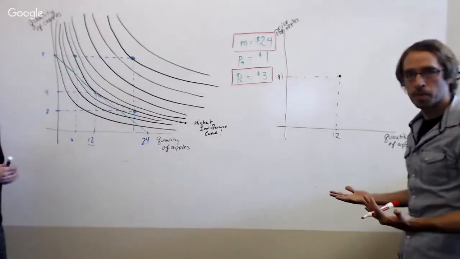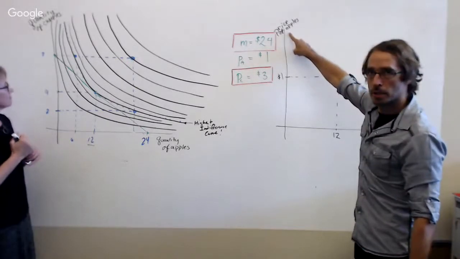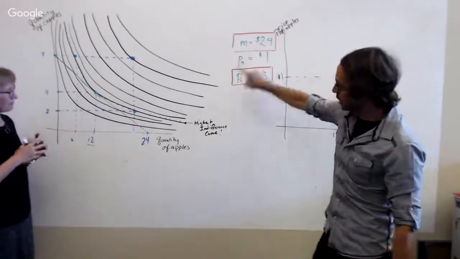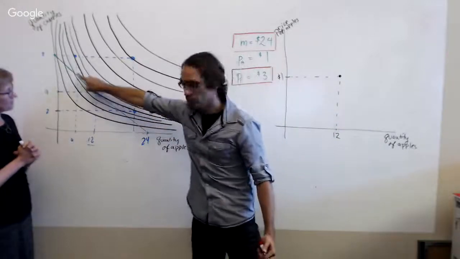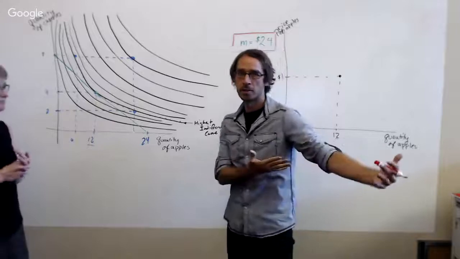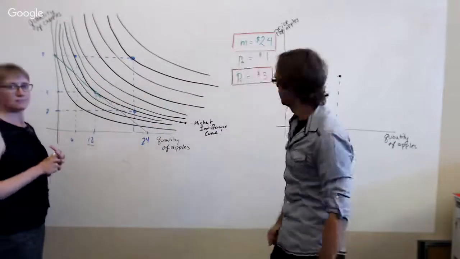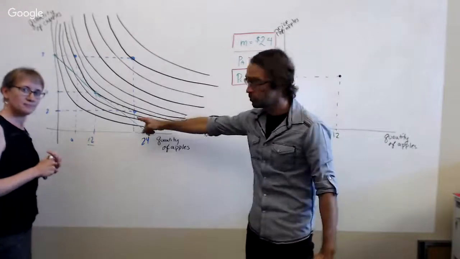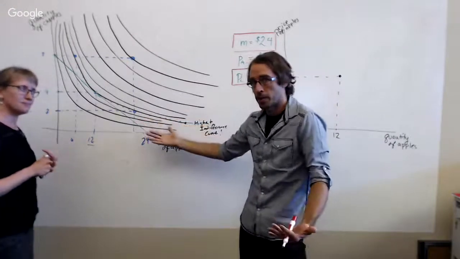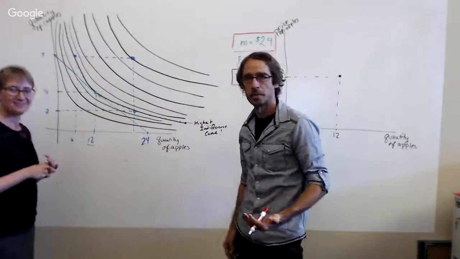How are we going to get another point? Well, we need to move the price of apples, but when we move the price of apples, it's going to move the budget line, not the preferences. Preferences are personal and have nothing to do with the scarcity constraint, which is the budget line. It's going to move the budget line, and then we're going to see what this person would do at a different price. So let's do that.